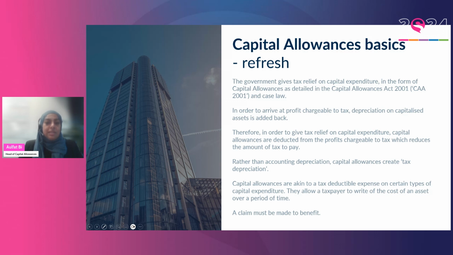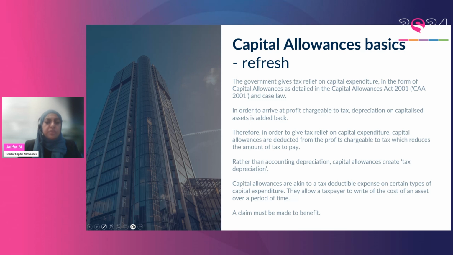The way that capital allowances work for taxpayers are when you're trying to calculate your profits that you will pay tax upon, you have to add depreciation on buildings and assets back, which makes you have a bigger profit. So in order to give tax relief on those types of depreciation, what you can do is get capital allowances, but you don't get it on all properties. You get it on certain fixtures within the properties. So effectively, capital allowances reduce your profits that are chargeable to tax. So they give you a bit of a tax depreciation.